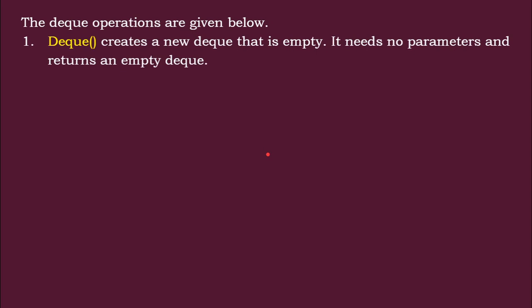The DQ operations are listed as below. DQ is the function that creates a new DQ that is empty. It needs no parameters and returns an empty DQ. That means when you call this function DQ, an empty DQ is created in memory.